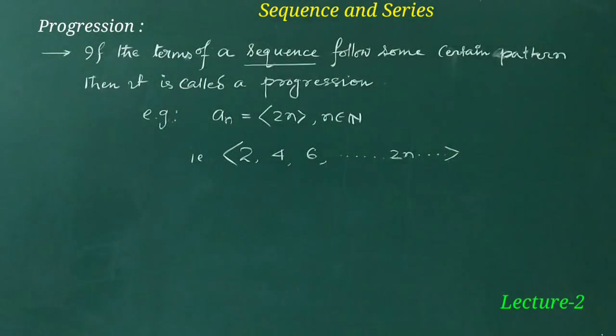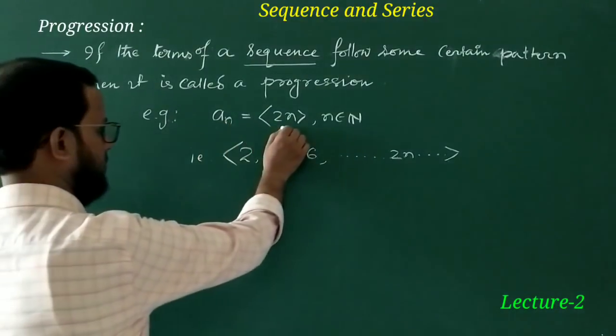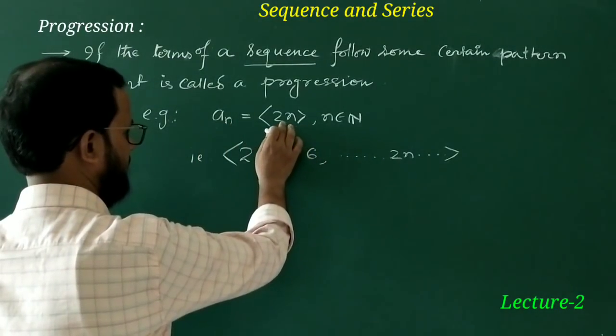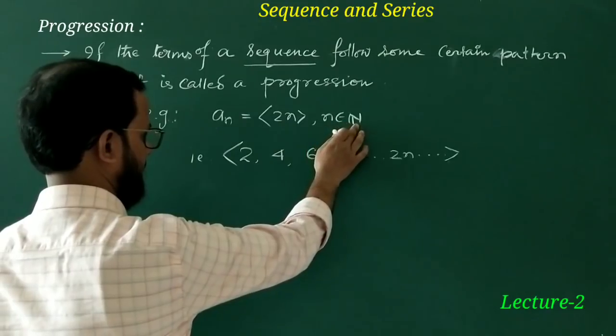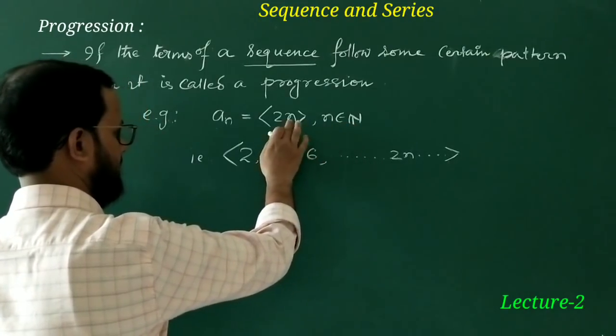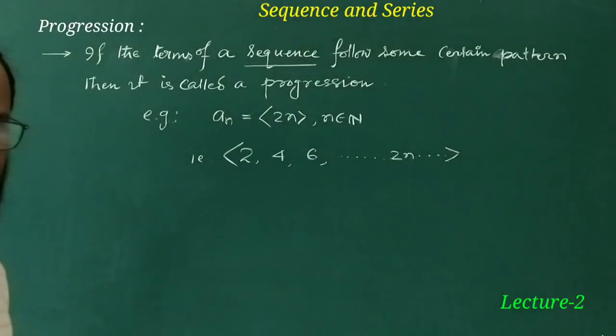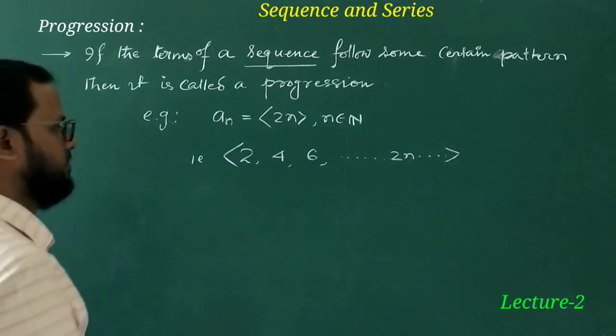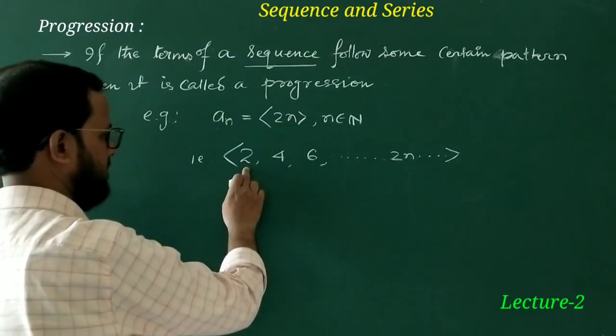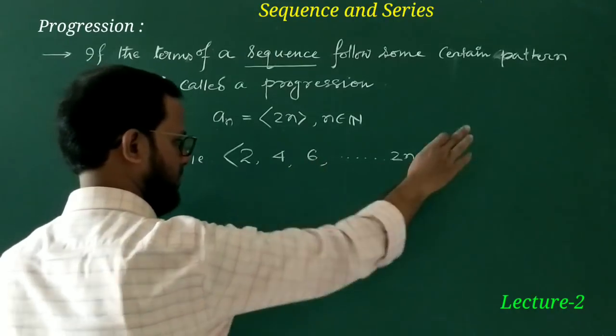So let us take an example, a_n equal to what? That is denoted by 2n, where n belongs to N. That is, the sequence is what? Even numbers. Where n belongs to N. If you put n equal to 1, you get the first term, then the second term, then the third term. In this way, you get all the terms.